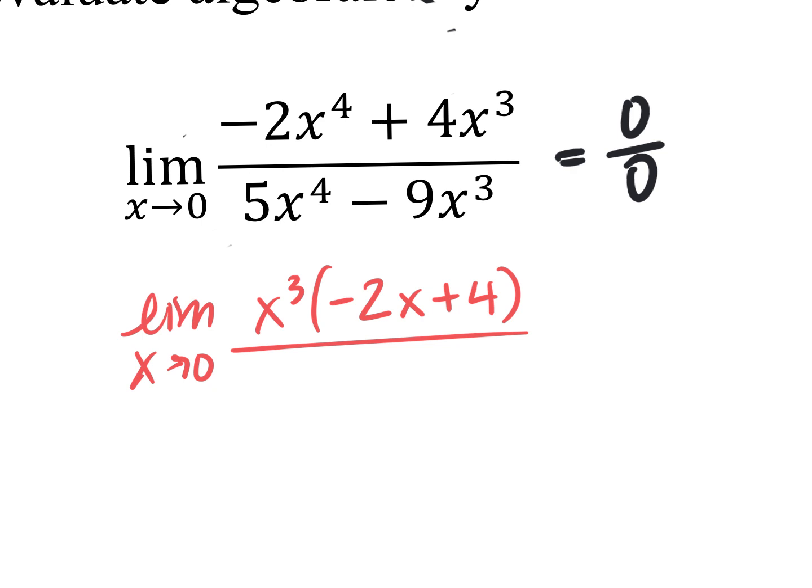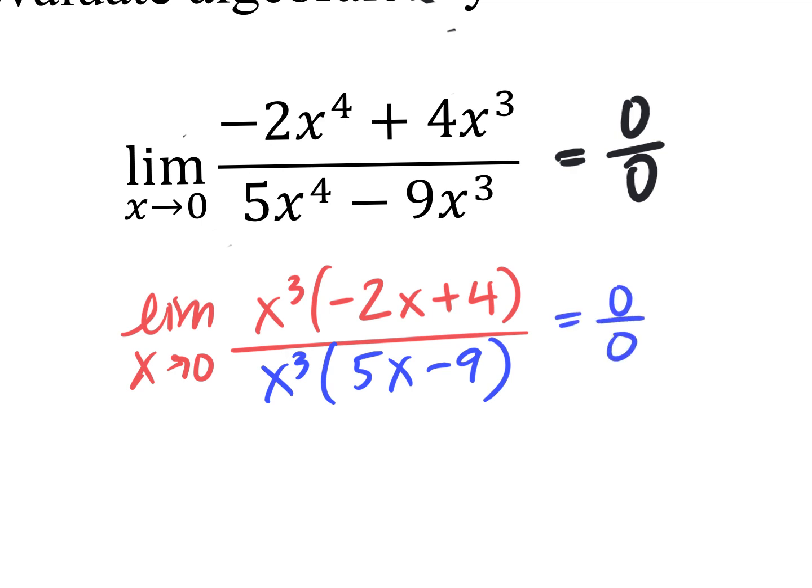What about on the bottom? What can I take out on the bottom? Another x cubed, leaving me with 5x. Beautiful. Question. How many people are like, this is so annoying, I hate bringing this down? I don't blame you, but we technically have to because we're evaluating this limit. If I plugged in my 0 now, would I still get 0 over 0? Technically, I'm still at 0 over 0.